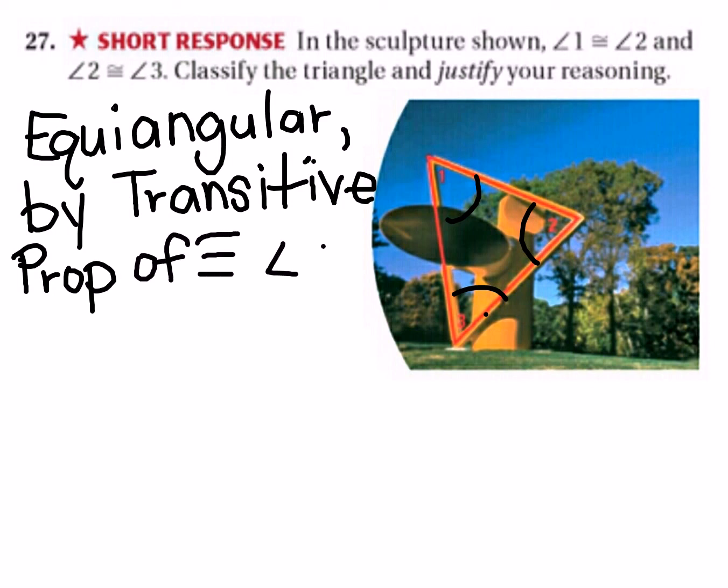Of congruent angles. So I know that it is equal angular by transitive property of congruent angles, because we know that by transitive property, angle 1 will be congruent to angle 3.